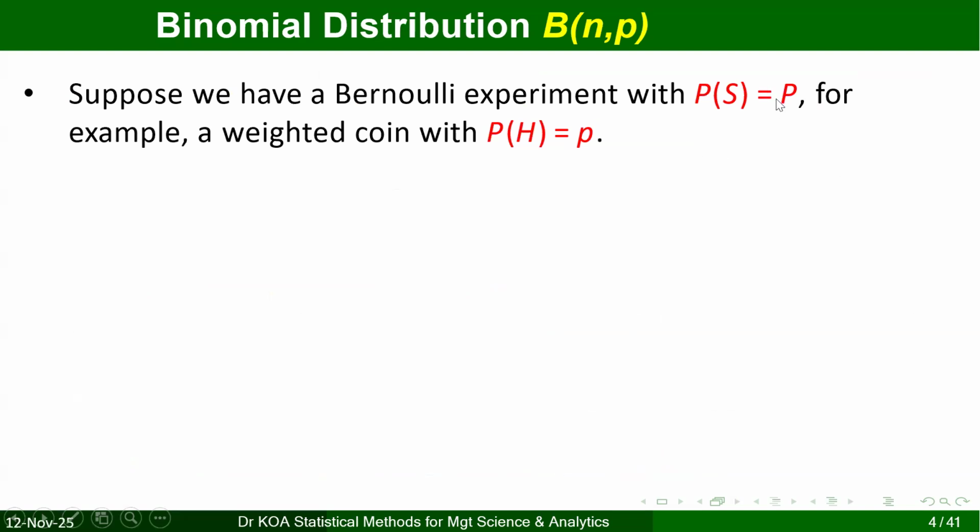The probability of success is P. Please, this capital P and this small p are the same. The probability of success, because we are using the coin as the main example, the probability of the head is the probability of success. So technically, the P of H is the same as the P of S, which is the same as the small p.